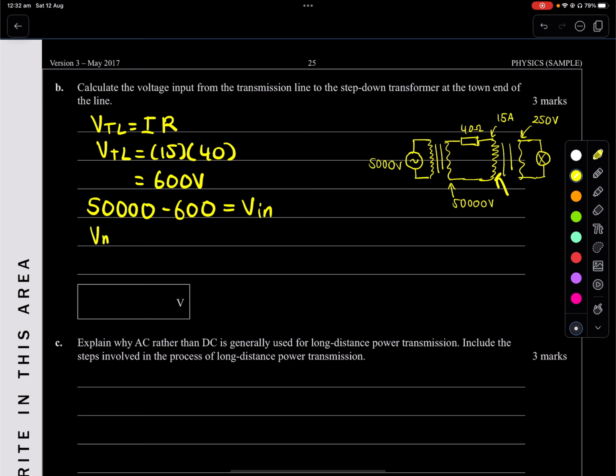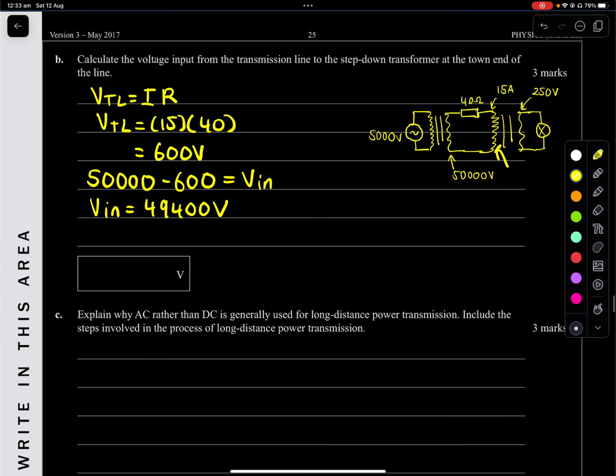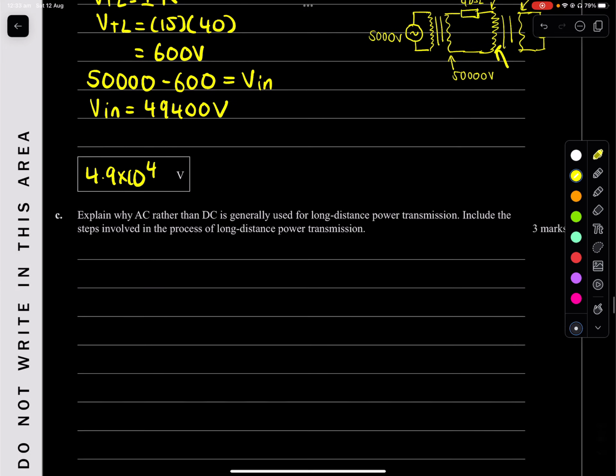So your V_IN is equal to what? 50,000 minus 600 is 49,400 volts. We want this to two significant figures, so that will be 4.9 times 10 to the power of 4.